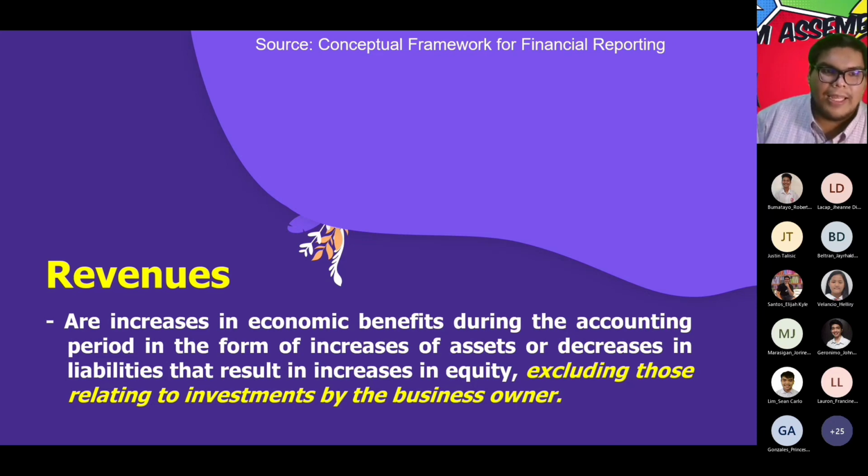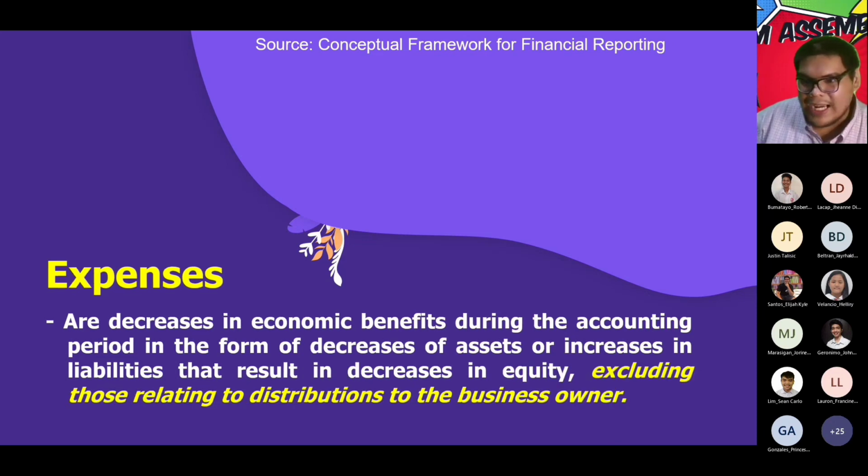Okay? And last but not the least, expenses. Kahit sino kaya sagutin ng expenses. Yes, Ms. Perez. These are the decreases in economic benefits during the accounting period po. Okay. Sige, tawag po ako ulit ng isa para lang madagdagan yung mga may bonus. Yes, Casanova. An expense is the cost of operation that a company incurs to generate revenue po. Okay.